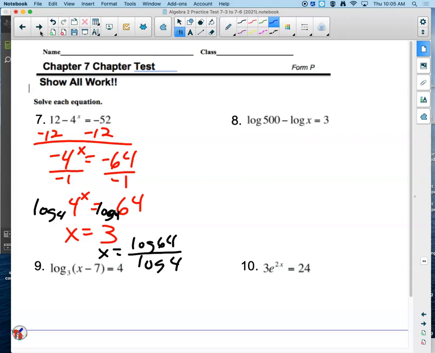Take a look at number 8. That does not look ready to go. What do we need to do? We got to take care of that subtraction. What's subtraction in logarithm language? Division. So we're condensing it.